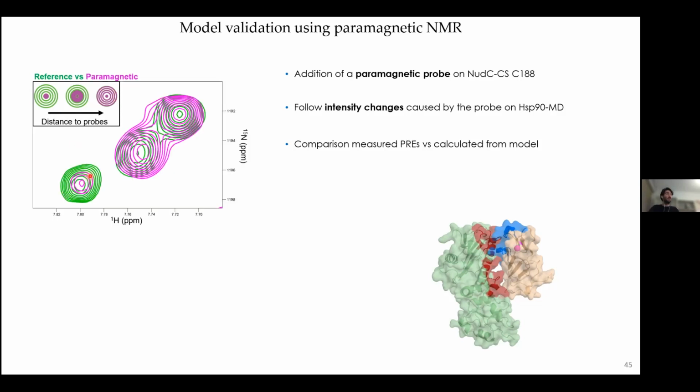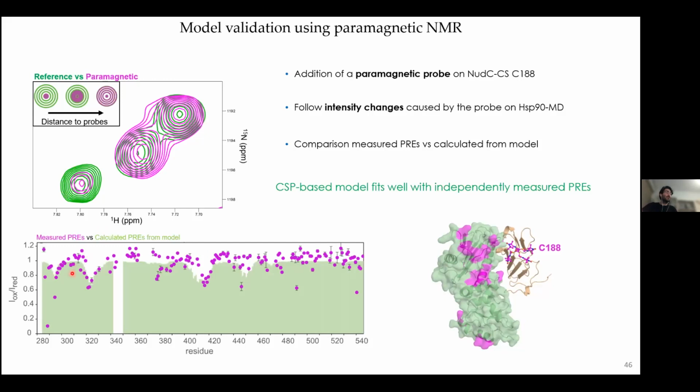If we look at our spectrum, we see that we have peaks with low intensity, so that are close to the probe in space, and peaks for which the intensity is much higher. And this can go both ways. We can use the intensity change to directly determine the distance between the probe and the residue, but we can also, starting from the distances in our model, predict the paramagnetic effect that we expect for our complex. And this is what we did.